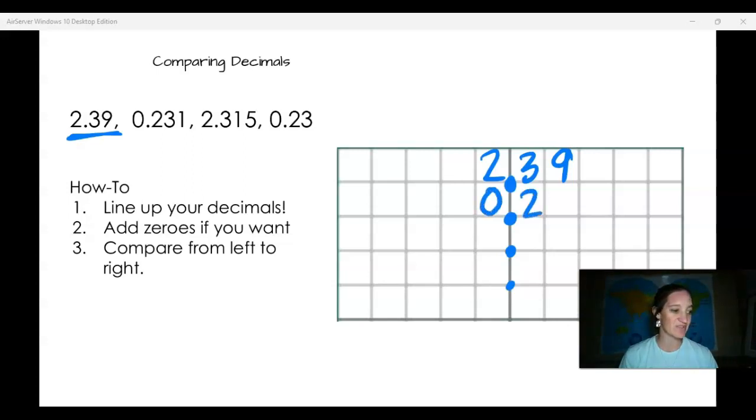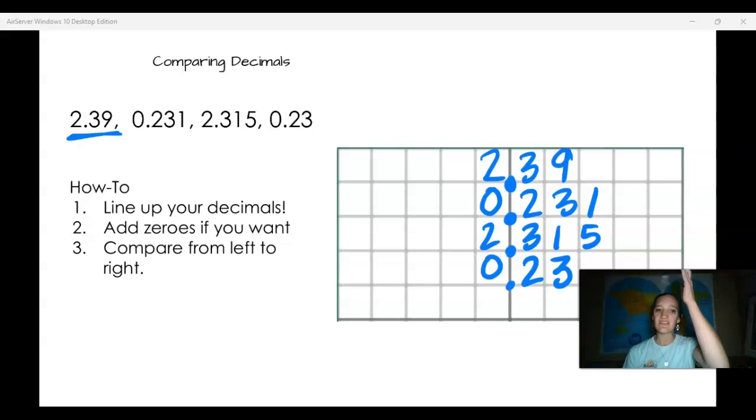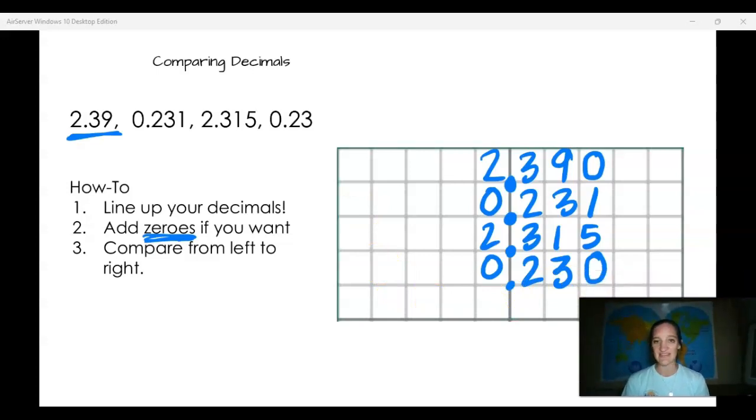The next one is 0.231, 2.315, and 0.23. So those are all now lined up according to the decimal. The next thing it says to do is to add zeros if you want. Basically, if there's an empty space, you can put a 0 there, because 0 thousandths is the same as no thousandths.